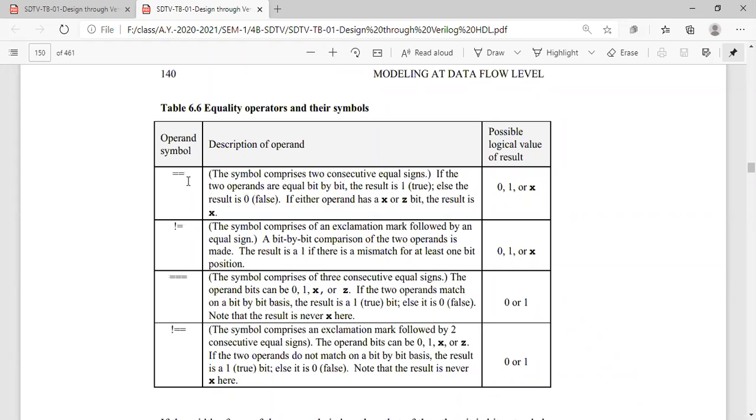Here we have to find the difference between double equal and triple equal. Double equal is comparing the bits of the operands, that means the operand variables, and if we have z or x bits, the result is only x. But when we use the triple equal symbols, and also the not of double equal, we don't want to see the result as x. We want to conclude the result as either 0 or 1. If the two operands match on a bit by bit basis, the result is true, meaning it gives 1, else it gives 0. That means we don't get a value of x at any time.